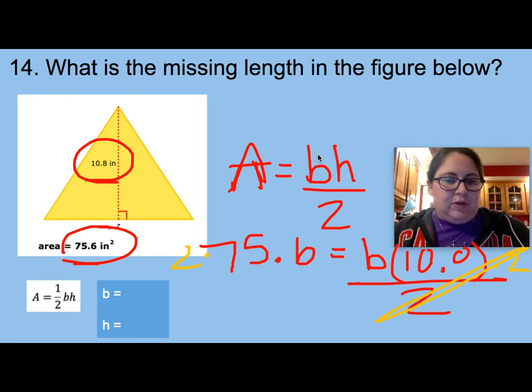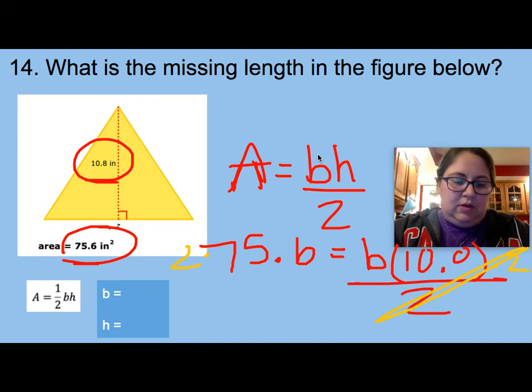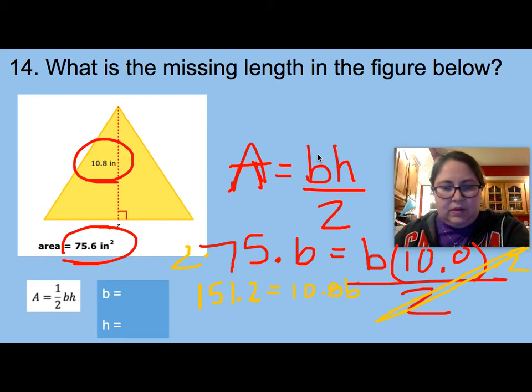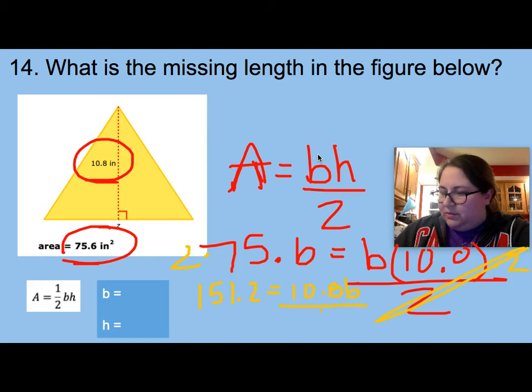So 75.6 times 2 is going to be 151.2, I think. 75.6 times 2 is 151.2. And then on this side, what we really have is 10.8b. Okay, so to get b by itself, we're just going to divide both sides by 10.8. Sorry about that, that got messy.